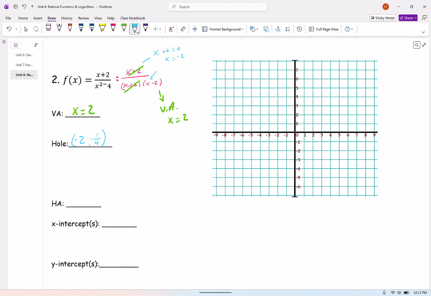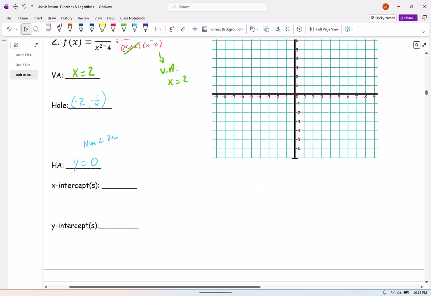All right, so I take a look also at the horizontal asymptote. I see that the degree of the numerator is less than the denominator. That tells me that my horizontal asymptote is going to be at y equals 0. All right, take a look at the x-intercept and y-intercept. Again, this is when y equals 0. This is when x equals 0.